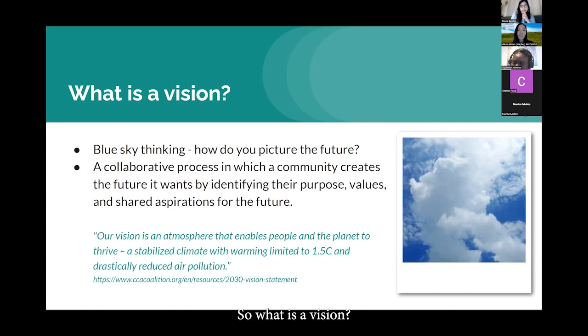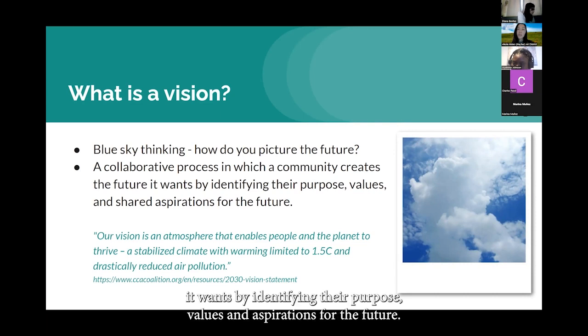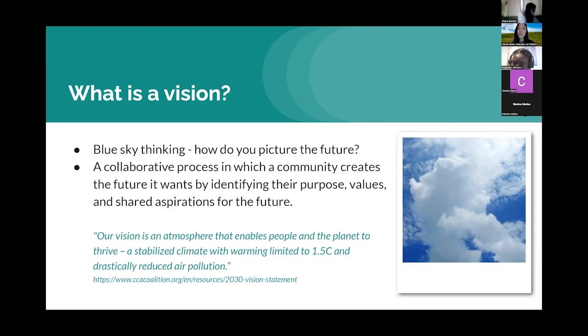So what is a vision? A vision is considered blue sky thinking. You can ask yourself, how do you picture the future? A CERP's vision is a statement that describes the desired future that the plan seeks to achieve. So this visioning process is a collaborative process where the community creates the future it wants by identifying their purpose, values, and aspirations for the future. Below on the slide, you'll see an example from the Climate and Clean Air Coalition's vision to reduce air pollution.